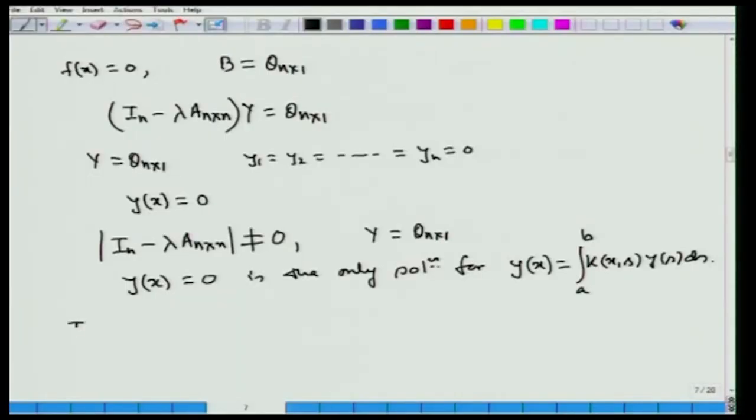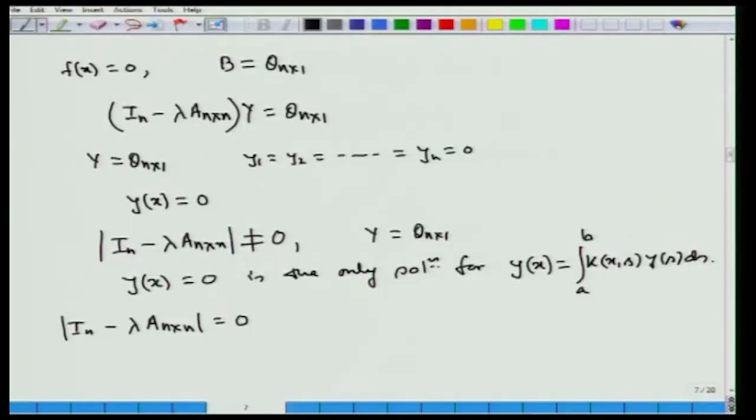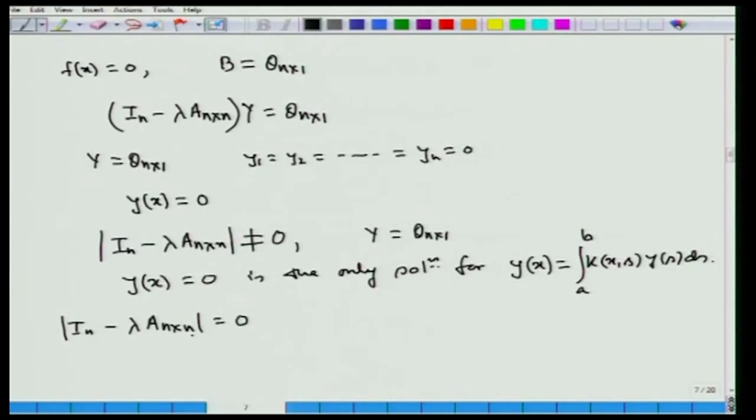Next, we consider the case that the determinant of I_n − λ A_n×n is equal to 0. Now, what is happening here? If this determinant is 0, then at least one of the y_j can be assigned some arbitrary non-zero value, and then accordingly the remaining y_j's can be obtained in terms of this y_j. And as this choice of value for y_j is arbitrary, it admits infinitely many solutions of the integral equation. So, this is a very important point: if this determinant is equal to 0, then we have infinitely many solutions of the integral equation.